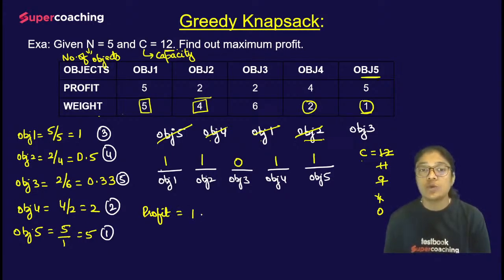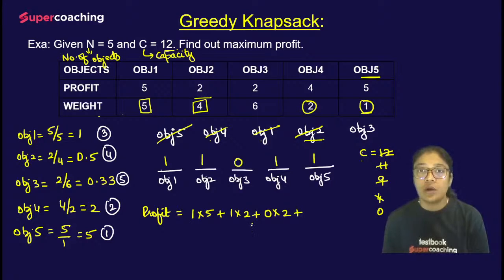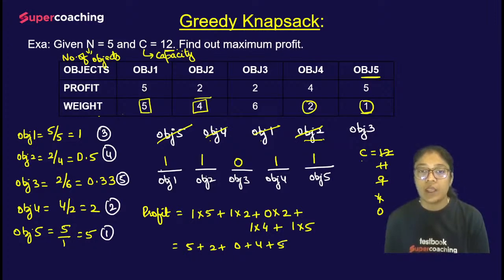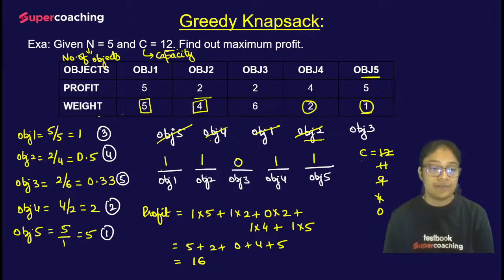Now we will calculate the profit. Object 1 is taken completely, so it is 1 into its profit, which is 5. Object 2 is also taken completely, its profit is 2. Object 3 is not taken at all, so no profit. Plus for object 4 it's 1 into 4, plus 1 into 5. Simplify it: 5 plus 2 plus 0 plus 4 plus 5. 9 plus 2 is 11 and 5 is 16. So the maximum profit that is earned here is 16. Those of you getting 17 or 10.4, there is some calculation mistake.